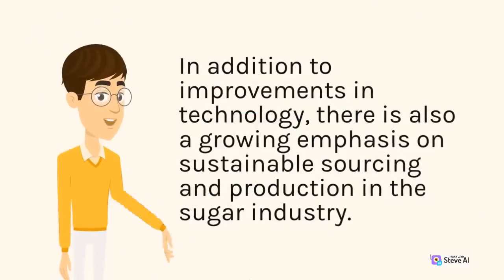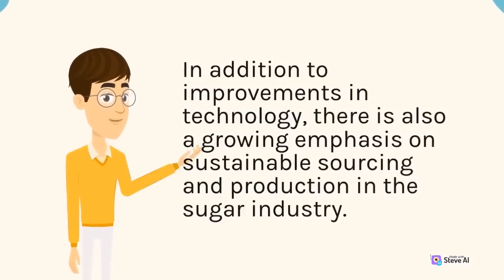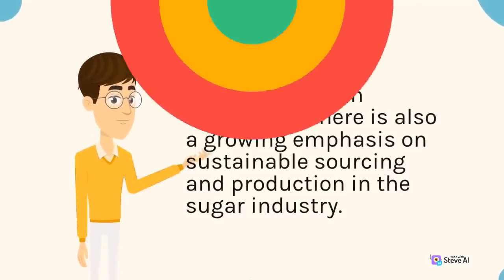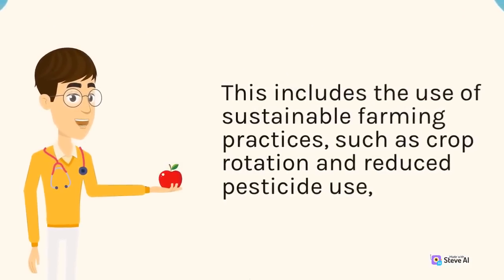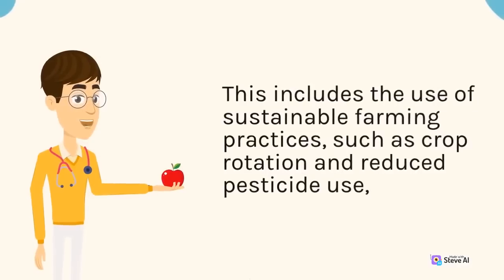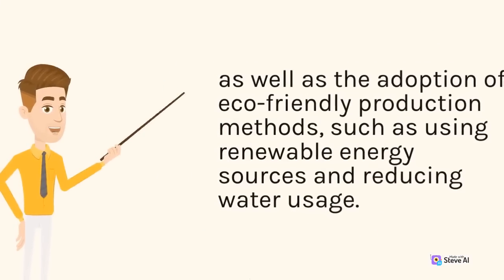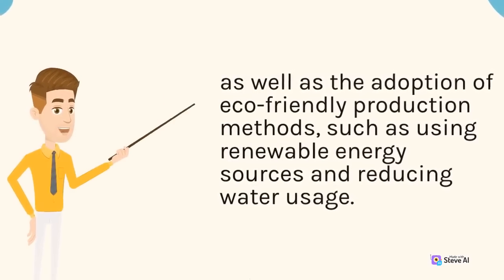In addition to improvements in technology, there is also a growing emphasis on sustainable sourcing and production in the sugar industry. This includes the use of sustainable farming practices, such as crop rotation and reduced pesticide use, as well as the adoption of eco-friendly production methods, such as using renewable energy sources and reducing water usage.